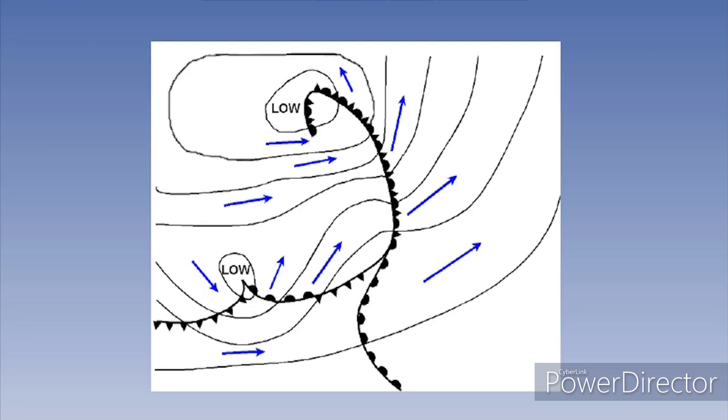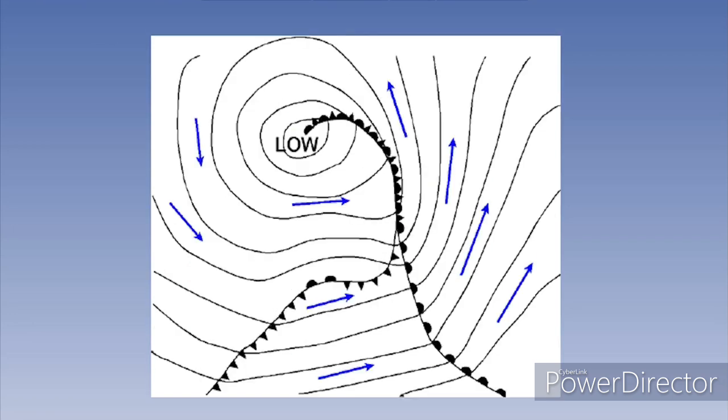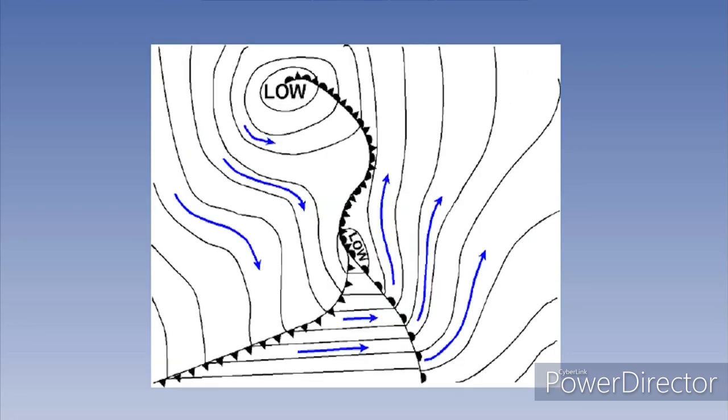Sometimes it develops no more than this and dies away, but on occasions this secondary depression can develop into a major feature itself and will take over as the older main depression fills and dies.